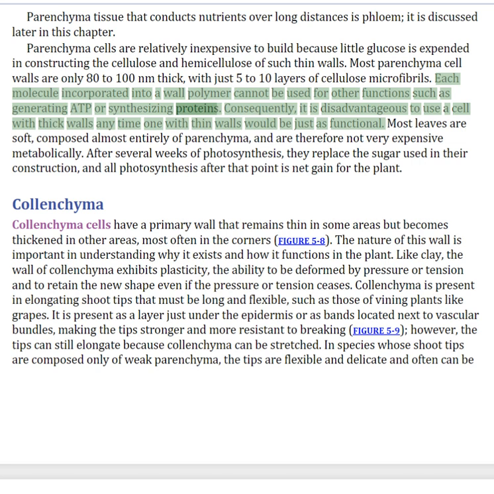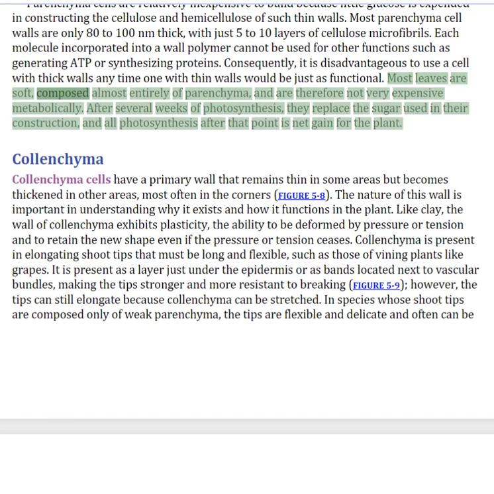synthesizing proteins. Consequently, it is disadvantageous to use a cell with thick walls any time one with thin walls would be just as functional. Most leaves are soft, composed almost entirely of parenchyma, and are therefore not very expensive metabolically. After several weeks of photosynthesis, they replace the sugar used in their construction, and all photosynthesis after that point is a net gain for the plant.